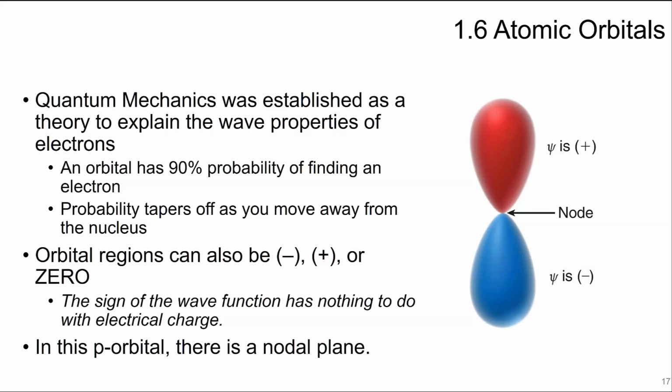Quantum mechanics is used to explain wave properties of electrons. In an orbital, there's a 90% probability of being able to find an electron. As you get farther away from the nucleus, that probability goes down. The orbital regions can be negative, positive, or zero, and the sign of the wave function has nothing to do with the electrical charge. So even though there's a positive sign here, there's still a probability of finding an electron. In this p orbital, you can find a node, and a node is a 0% chance of finding an electron.